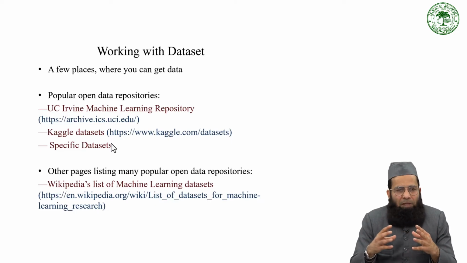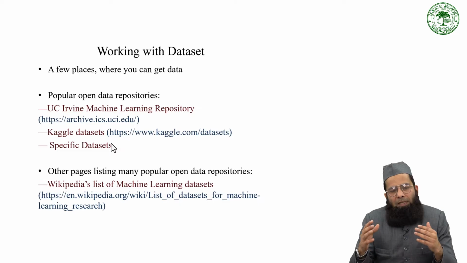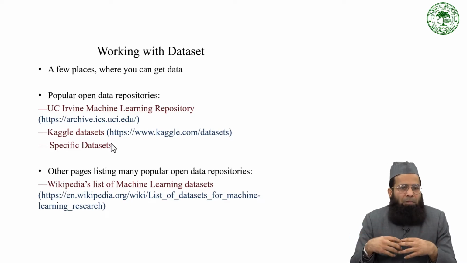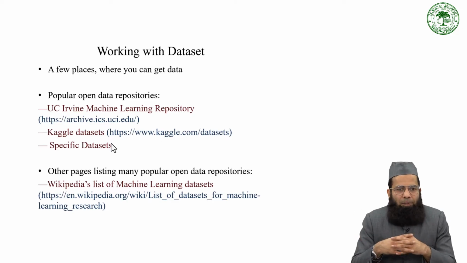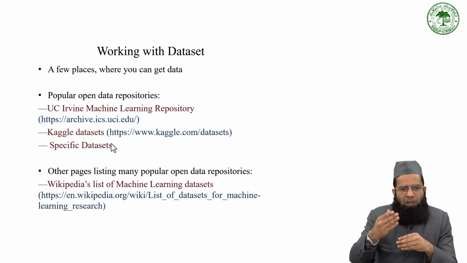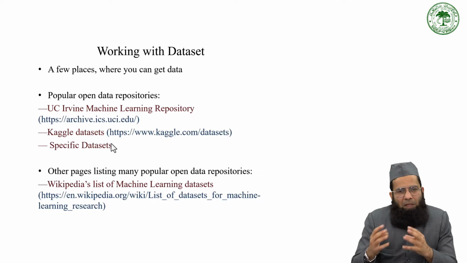Like suppose someone is working on a particular experiment, and he or she has created his or her own dataset and made it available on their website or their own web page, or even uploaded it to some separate repositories. So you can access those datasets as well. Other pages listing many popular open data repositories are Wikipedia's list of machine learning datasets, which you can visit. So these are certain repositories where you can get the dataset.